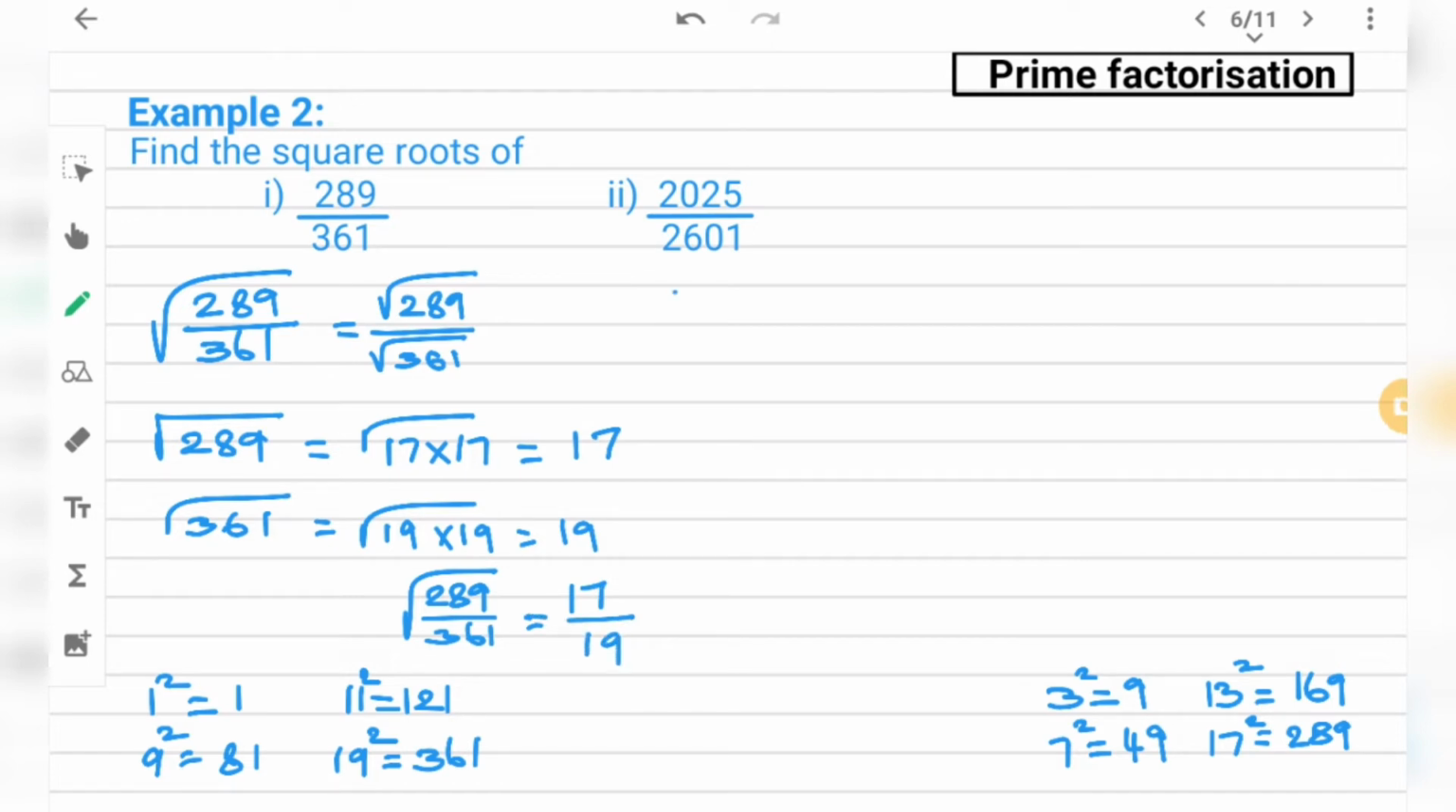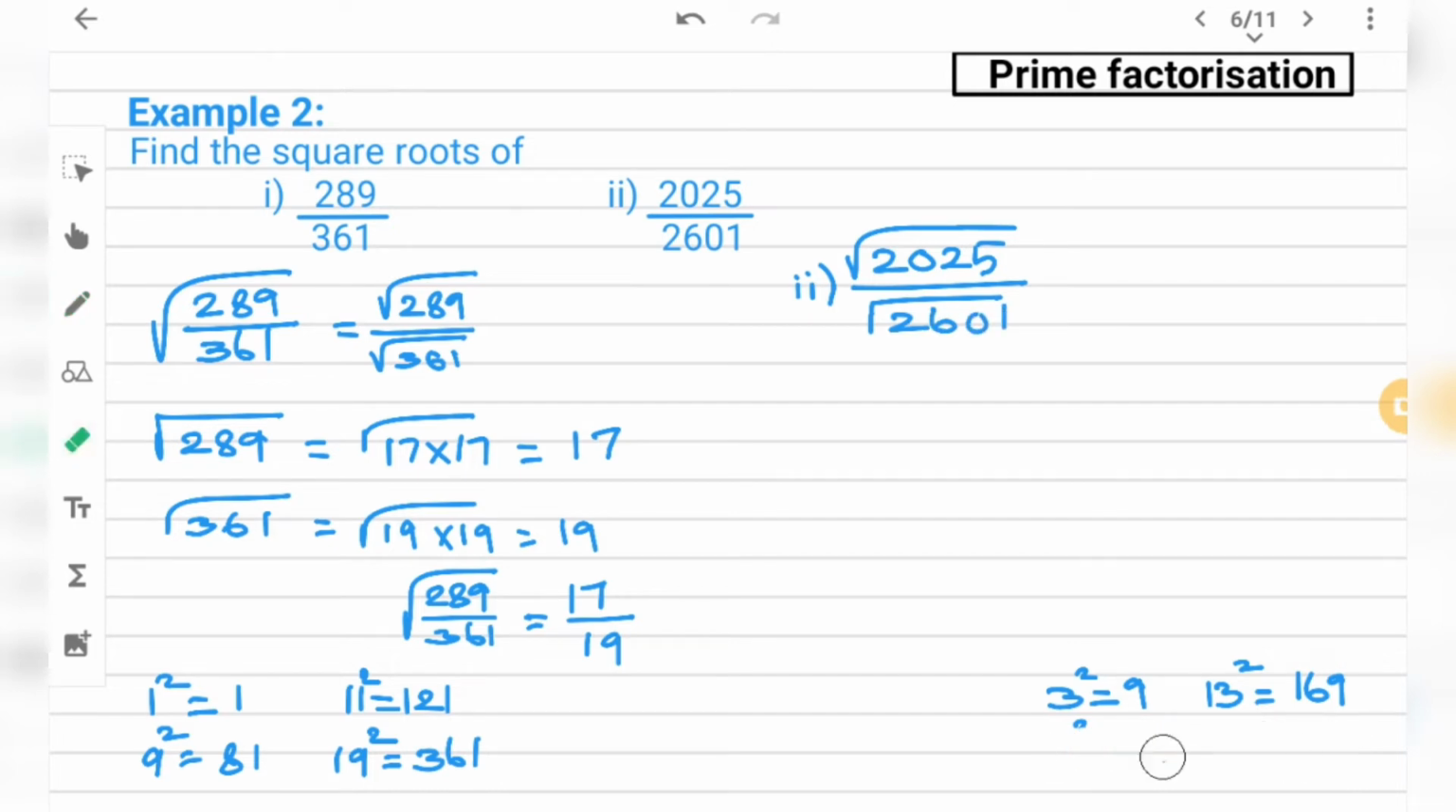And now the second subdivision. In the second subdivision, the same way we are going to do it. But here it is not possible for us to find it directly. So I am going to use the prime factorization method because it's a 4-digit number, right? So shall I write it separately? Root of 2025 by root of 2601. And now I am going to use the prime factorization method.